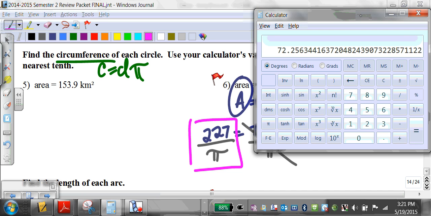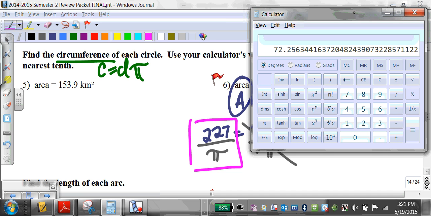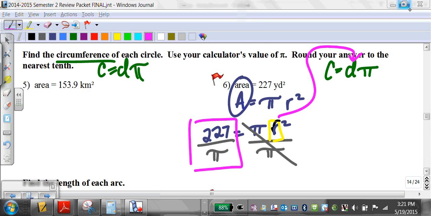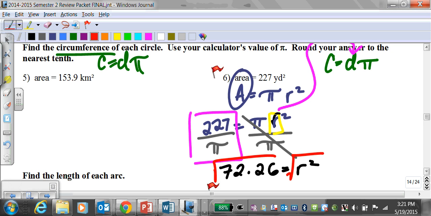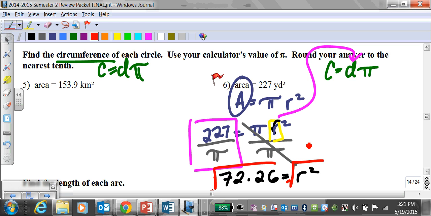And go ahead and take your answer to the second decimal place. So that's 72.26, and that's your r squared. Now to undo a square, you square root. You're going to do your own math there. You're going to square root. You find your own radius, whatever it is.